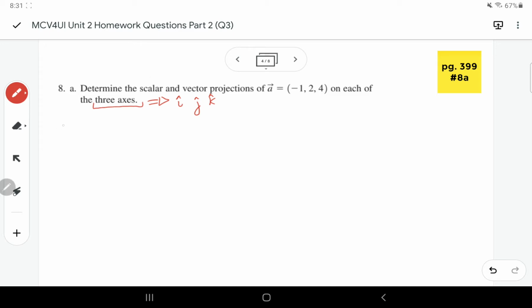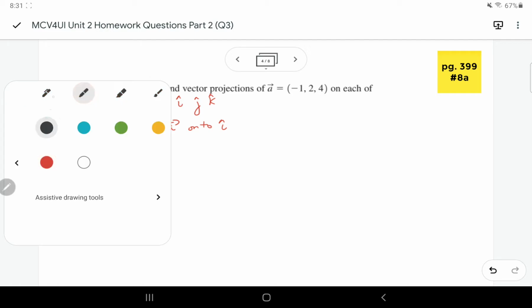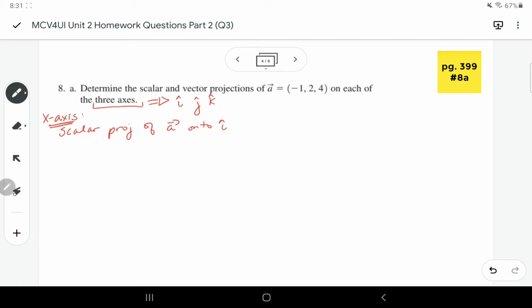So I'm going to find the scalar projection of A onto i hat, and that will be for the x-axis. And then I'm not going to actually do the y and z axis. I'll leave that for you, but it would be the exact same thing, but using the j hat and k hat instead. So we know that the scalar projection is A dot i hat over the magnitude of i hat.